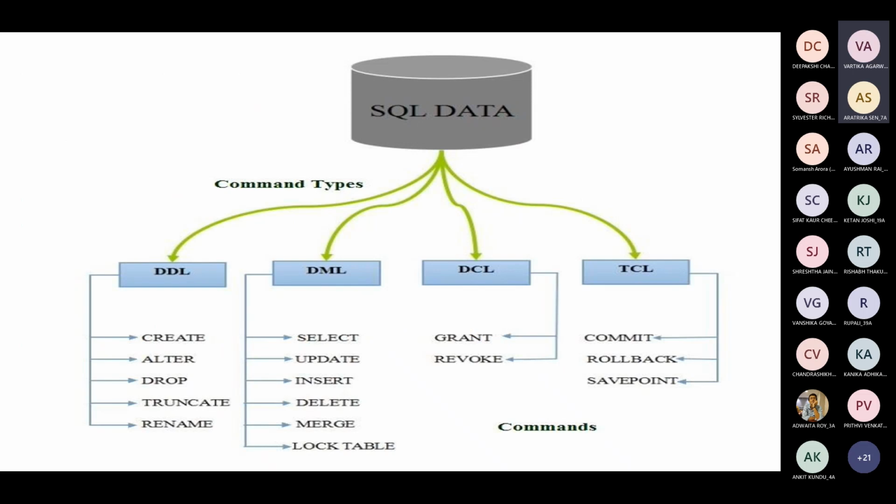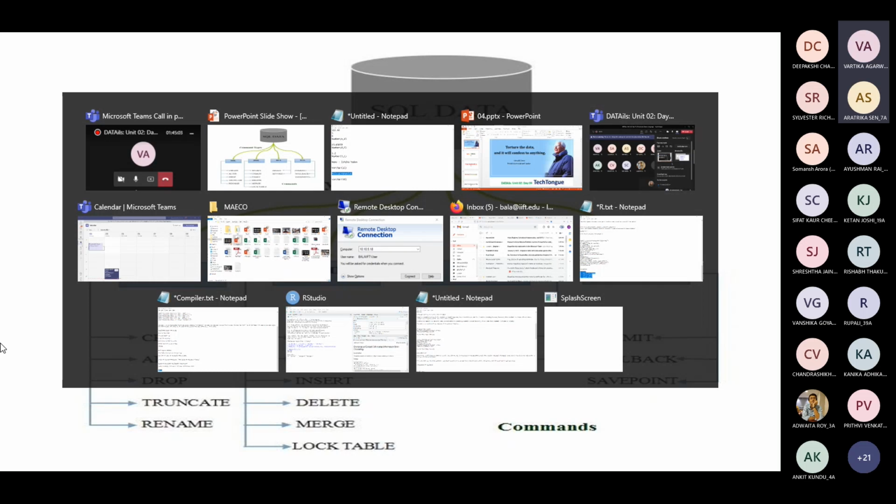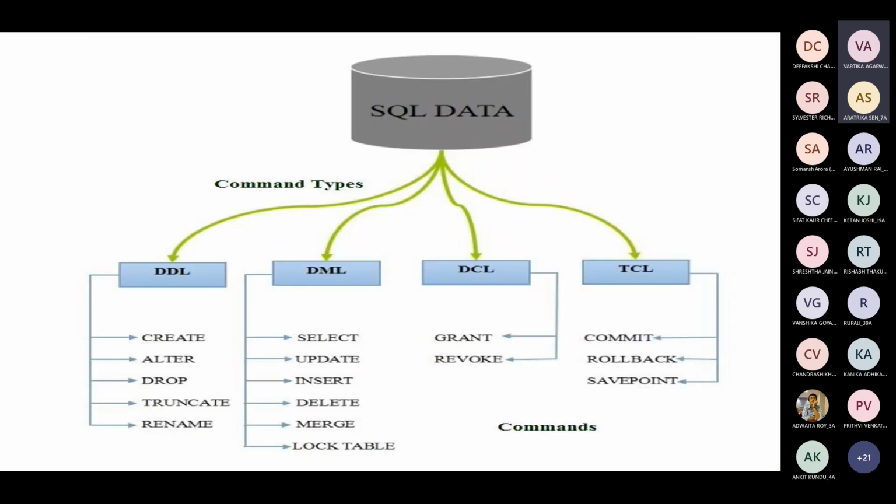Besides this, there are two more languages, DCL and TCL. What does C stand for? DL, again, data and language. D stands for definition, M stands for manipulation. What does C stand for? Any guess? Command? No, though it's a very good guess. Condition? Compiling? The control. Very good.